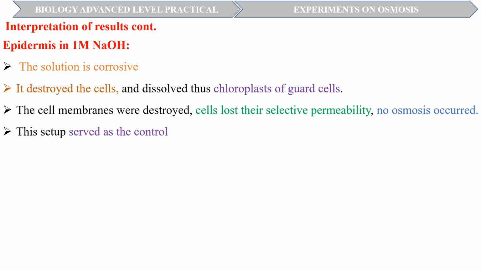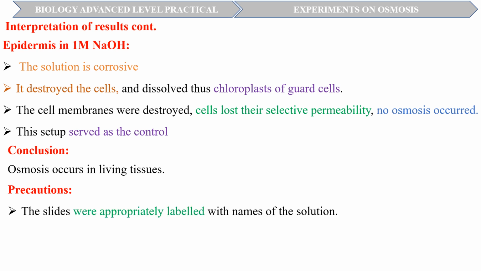From these results, we can conclude with affirmation of our hypothesis that osmosis occurs only in living tissues and not in dead tissues. To arrive at these results, we took some precautions that helped us to have reliable results and also for safety. The dishes were appropriately labeled with names of the solution to avoid confusion of the solutions.